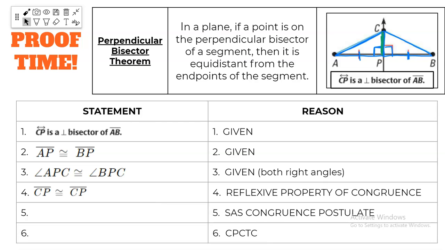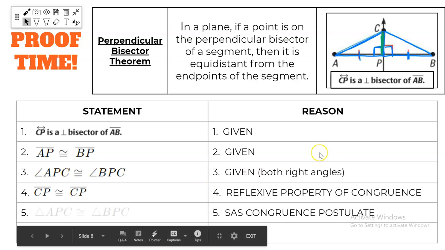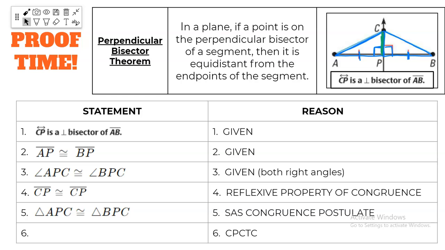So now we have shown by the side angle side congruence postulate that those two triangles are congruent. We've got triangle APC is congruent to triangle BPC by that side angle side congruence postulate. We've got side, angles, the right angles, and then the last side is the side that they share, that's CP.